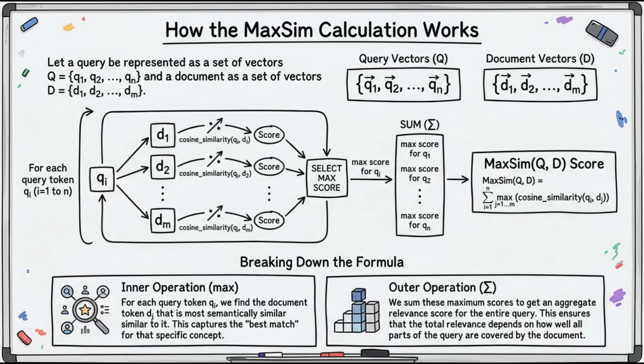Once we have identified the strongest match for every single query token, we add those maximum scores together to get our final total. This approach is powerful for 2 reasons. The inner operation ensures that we are always capturing the best possible semantic match for each specific part of your query. Then the outer operation aggregates those matches, ensuring the total relevance score reflects how well the document covers every important concept in your search. It is a precise, token-by-token way to determine exactly how relevant a document is to your specific request.